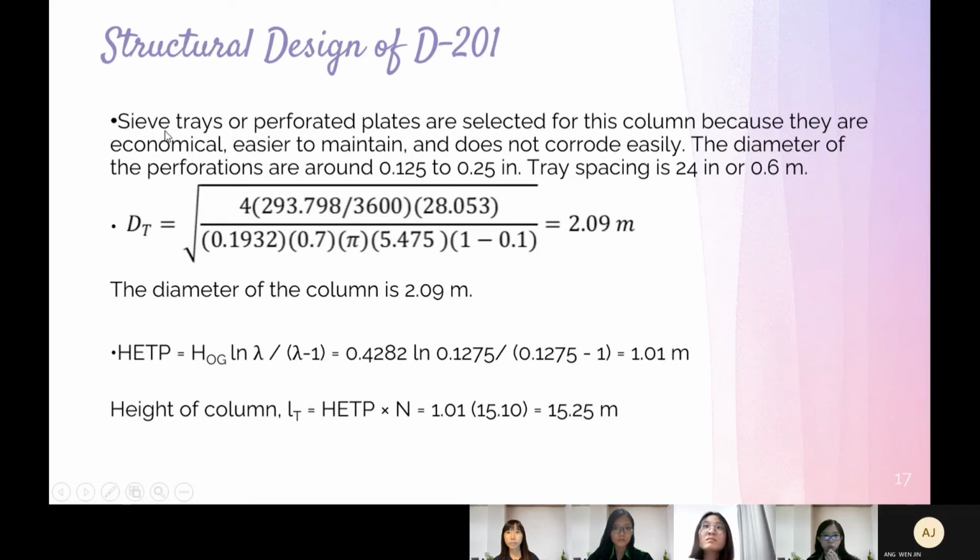And then we select sieve trays or perforated plates for this distillation column because they are easier to maintain, more economical, and more resistant against corrosion. The diameter of the perforations is about 0.125 to 0.25 inches. The tray spacing is 24 inches or 0.6 meters. Then we calculate the diameter of the column, which is 2.09 meters, and finally the total height of the column is 15.25 meters.